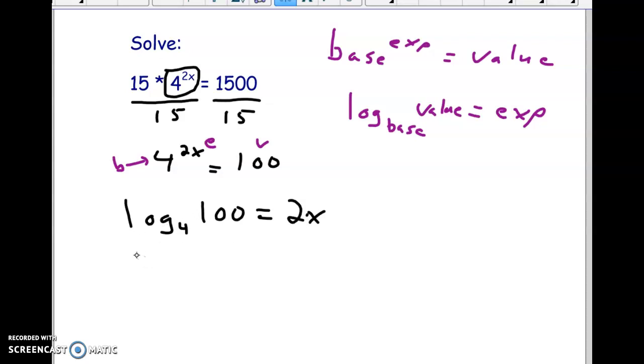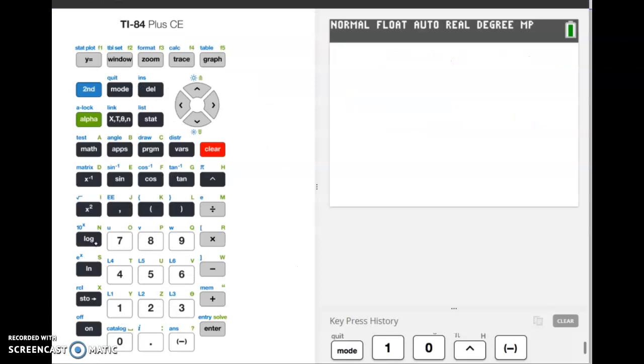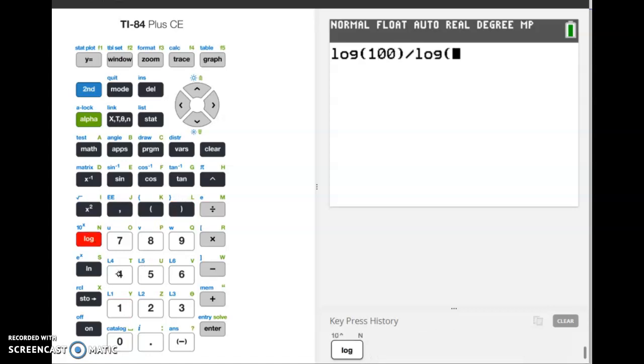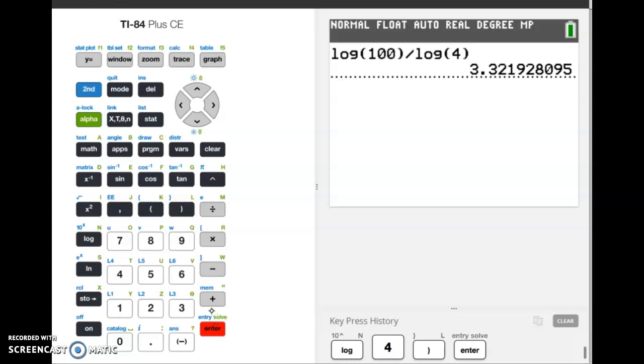And so that's something called the change of base, where your calculator does base 10. So to do a base 4 log or a non-base 10 log, you just write it as log over log and type that in your calculator. I'll show you what that looks like here quick. So we're going to do log of 100, close the parenthesis, divide by log of 4. All right, so it comes out to about 3.32.